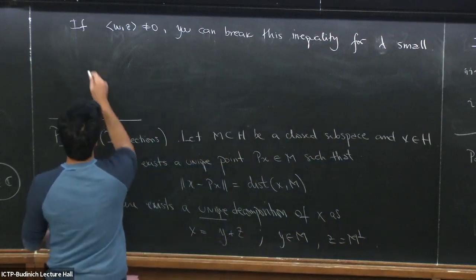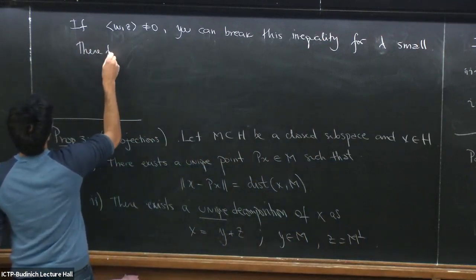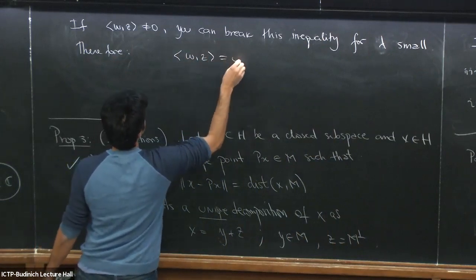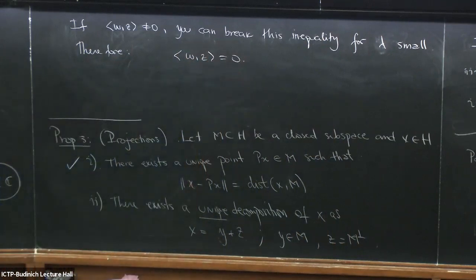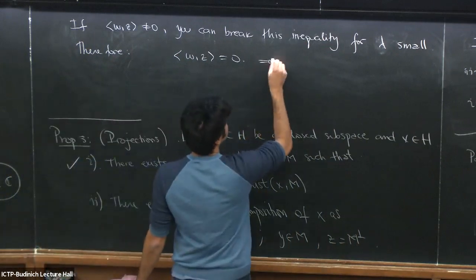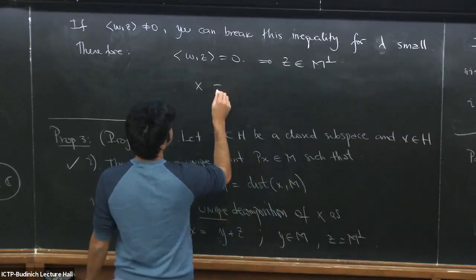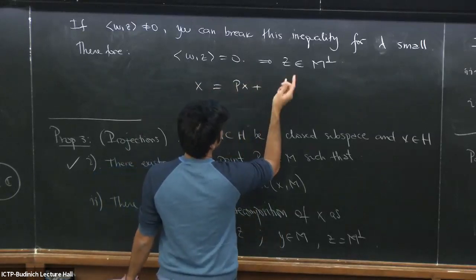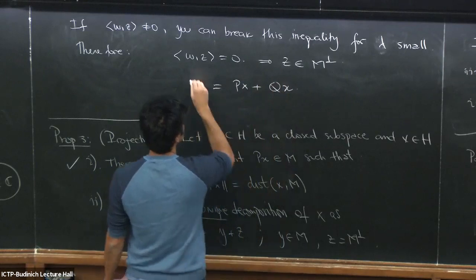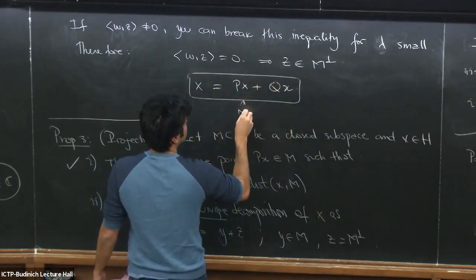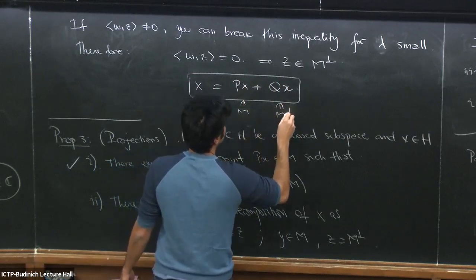Okay. Therefore, the only possibility that you have is that this inner product of W with Z is actually 0. So in other words, Z is orthogonal to any element. This W was just a generic element in M. So in fact, this Z has to belong to M perp. So you actually have written this X equals PX plus Z, and we call this Z just QX. So this is a guy in M, and this is a guy in your M perp.